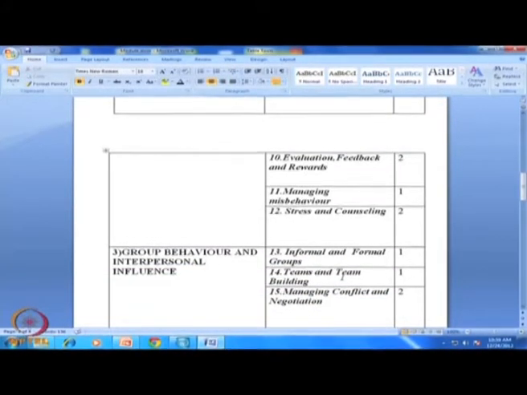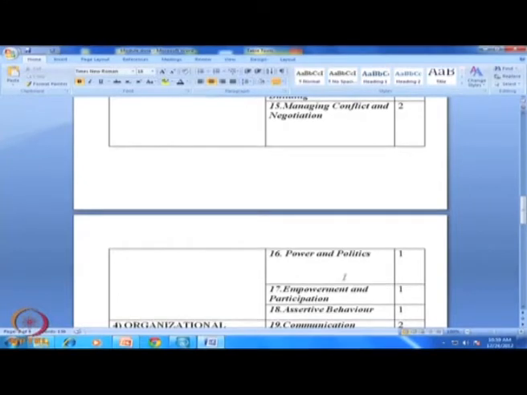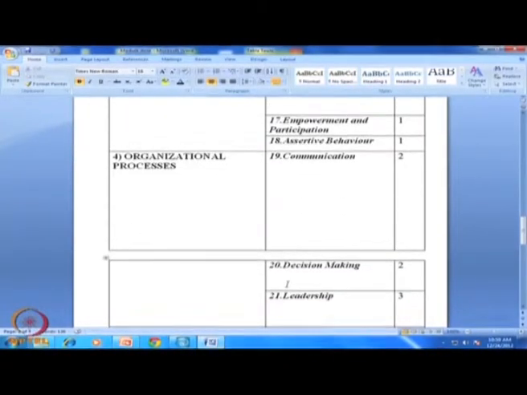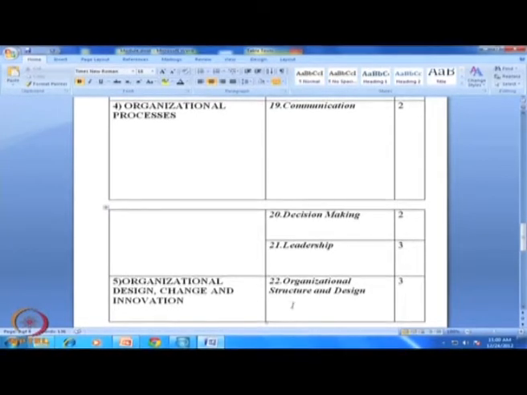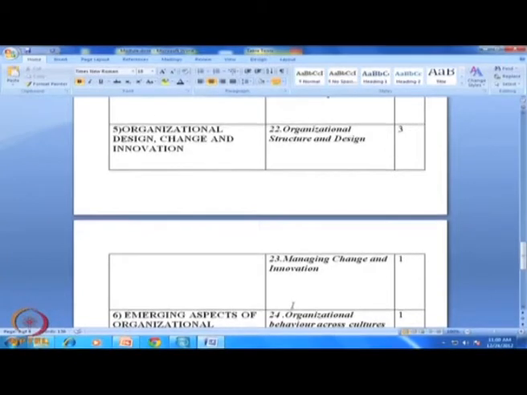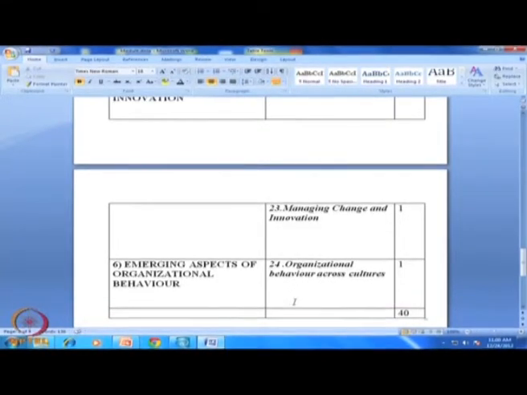Third, we'll move to the group behavior and interpersonal influence, and it is spread into sub-modules like informal and formal groups, teams and team building, managing conflict and negotiation, power and politics, empowerment and participation, assertive behavior. Next, we'll move into the module of organizational processes, which consists of communication, decision making, leadership. Next, we move into organizational design, change and innovation, which consists of the sub-modules of organizational structure and design, managing change and innovation. And lastly, we'll cover the emerging aspects of organizational behavior, which consists of one sub-module only, which is organizational behavior across cultures.